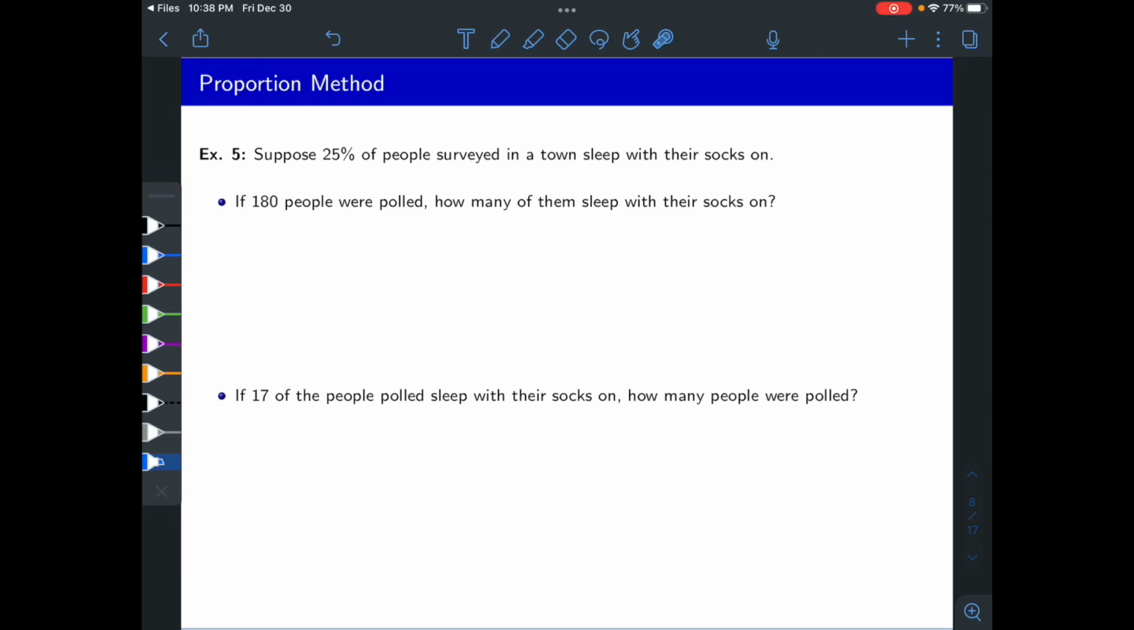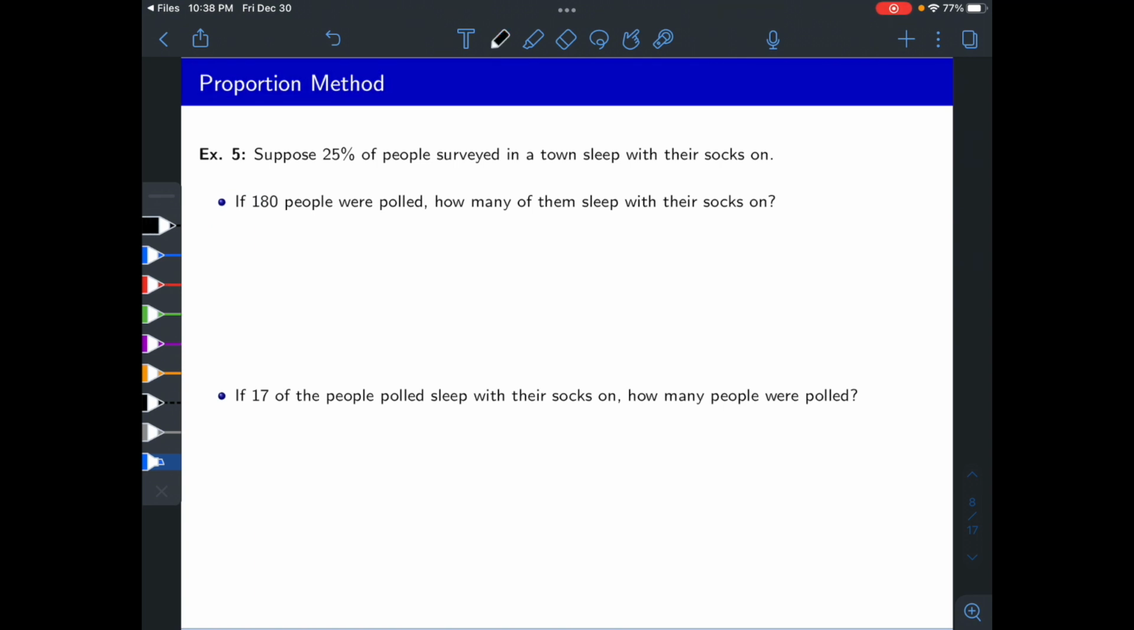The proportion method kind of makes sense. So let's suppose that 25% of people surveyed in a town sleep with their socks on. Just a stupid survey, right? Let's now assume that 180 people were polled, and I want to know how many of them, based off of this information, can we say slept with their socks on? All right. And then part B is going to be sort of the reverse. Instead of knowing how many people were polled, we're going to know how many people sleep with their socks on, and then ask how many people were polled. So let's do the first one first.